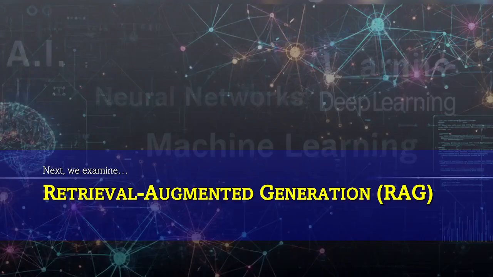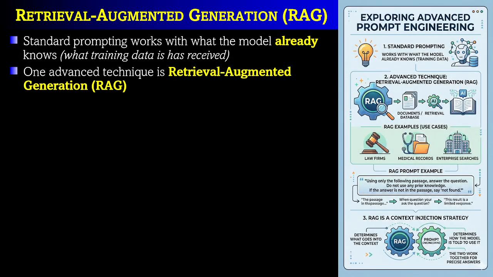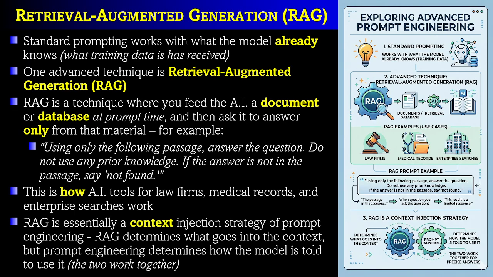All right, so let's move next to a fancy, more advanced thing called retrieval augmented generation, or simply put, RAG. So standard prompting works with what the model already knows. That's what the training data is used for to train the model, and it bases its responses on that training data. But one other technique is retrieval augmented generation, or RAG. RAG is a technique where you feed the AI a document or a database at the time of the prompt and ask it to answer only from that material, not from its training data.